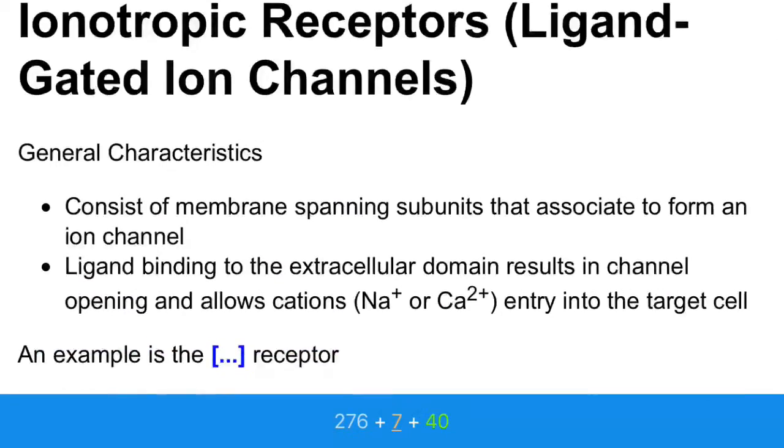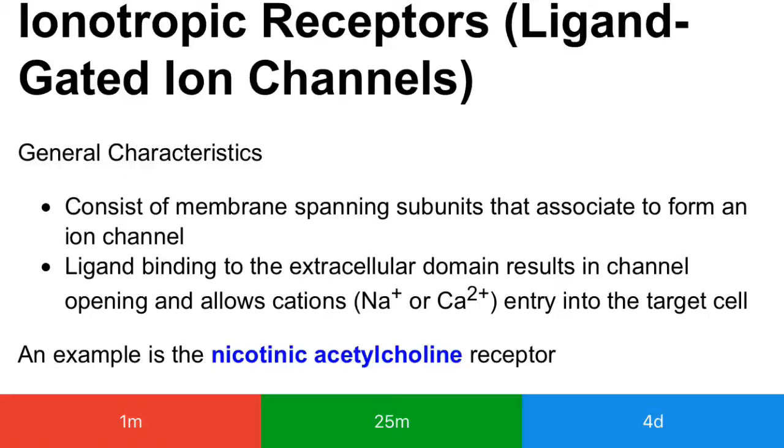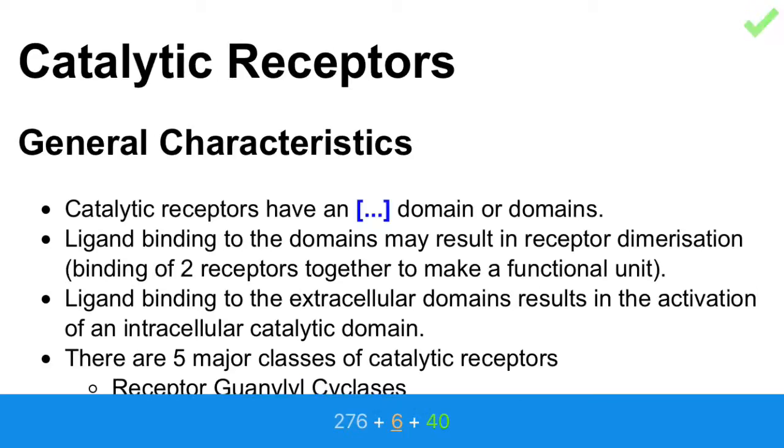All right, ionotropic receptors, ligand gated ion channels. Okay, cool. So an example is the nicotinic receptor, or nicotinic acetylcholine. And we know that nicotine is cholinergic. Okay, moving forward.